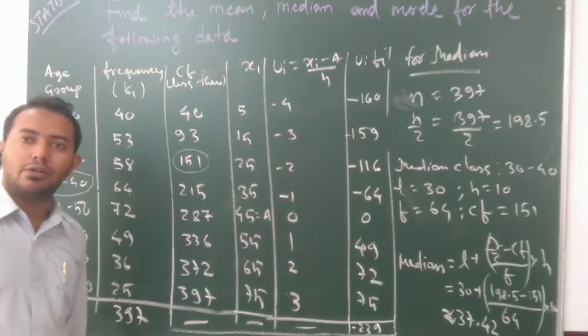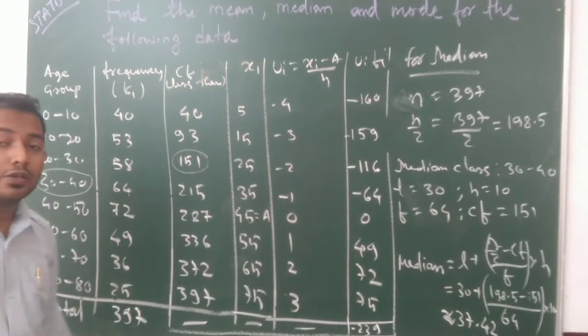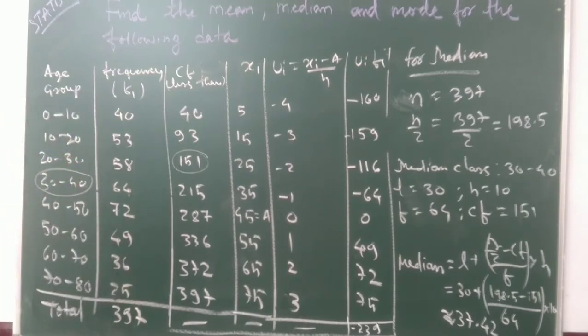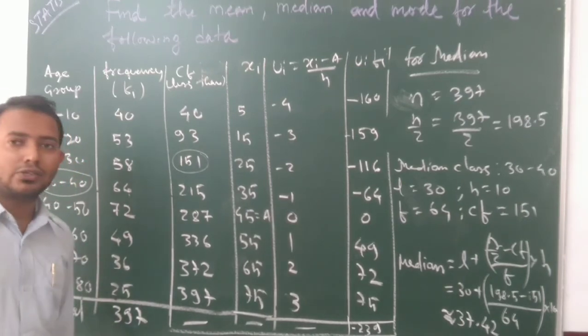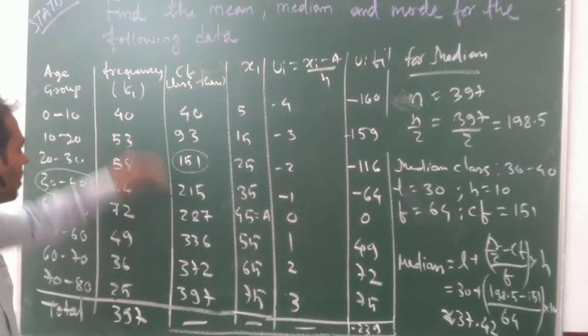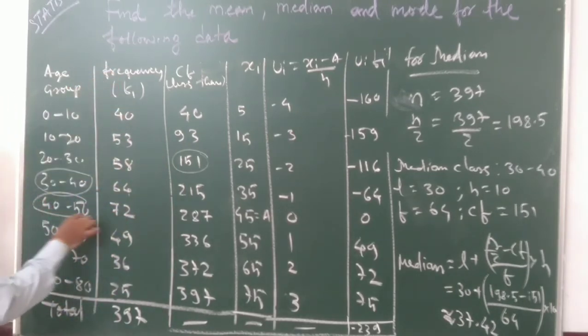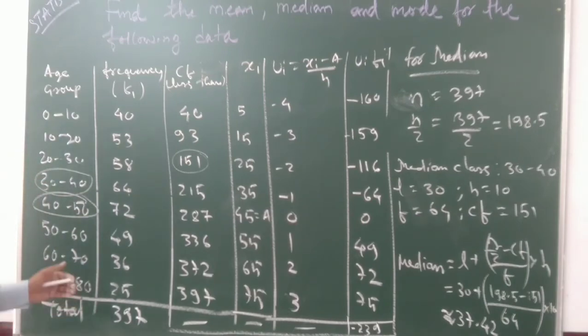Now if we proceed to the mode, we need the modal class. So how are we going to find the modal class? Here it is very easy. Why? Because to find the modal class you need to see the highest frequency. So here the highest frequency is 72. That means your modal class will be 40 to 50. This will be your modal class.